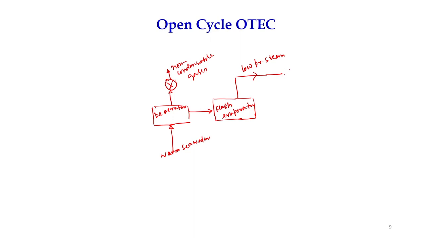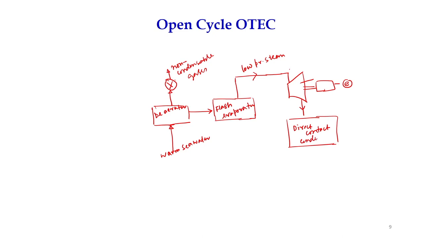and this will be expanded in a turbine, and we can couple a generator or turbo generator, then we will have electricity. And the exit of the turbine has to be cooled, and it is a direct contact type cooling system in case of open cycle OTEC. This is a direct contact condenser, and then it goes to the ocean, and here we take the fluid from the deep ocean, cold water. Fine. So that's how we are using warm seawater here and then cold water to condense the vapor.